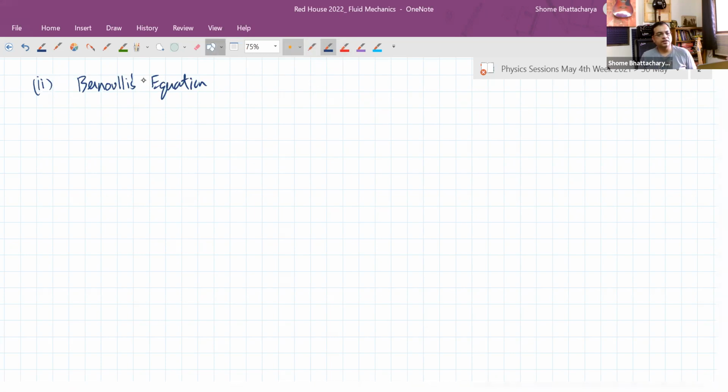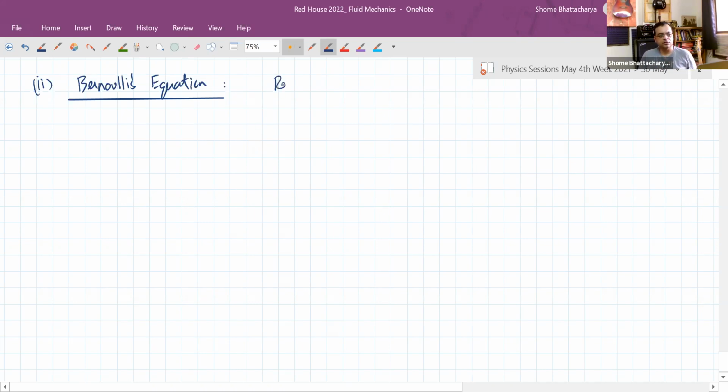So this is something that relates pressure with flow velocity v. But when we say velocity, of course, we mean magnitude of velocity. And also the gravitational potential energy concept. So basically, when we consider the height of a section of the pipe with respect to some reference horizontal level.